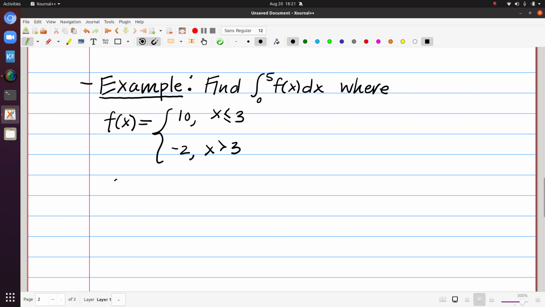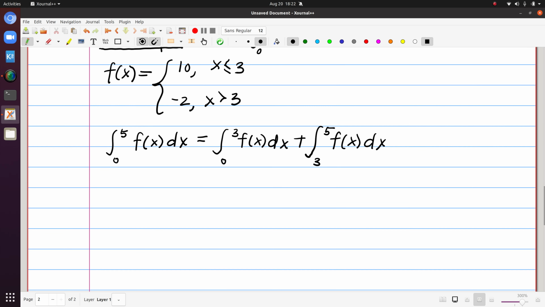So in this instance, I want to find the integral over the interval from 0 to 5, and in some sense there's this change in the function at 3. So we can use our property, I think it was property 6, yet again, to break this up as the integral of this function from 0 to 3 plus the integral from 3 to 5.